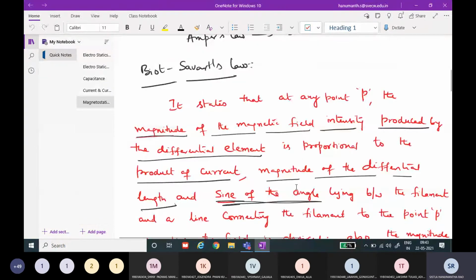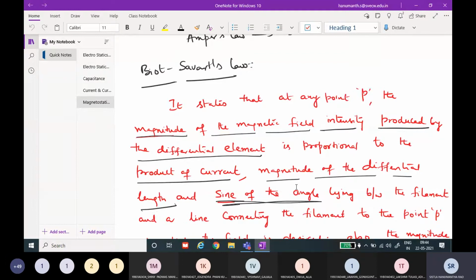Okay. So yesterday we started the magnetic fields, magnetostatics under static conditions, where we represented the Biot-Savart's law. What does this first law, the Biot-Savart's law, mean?